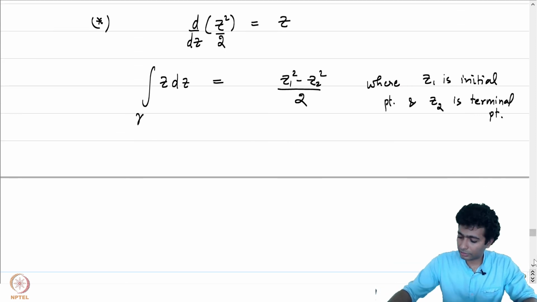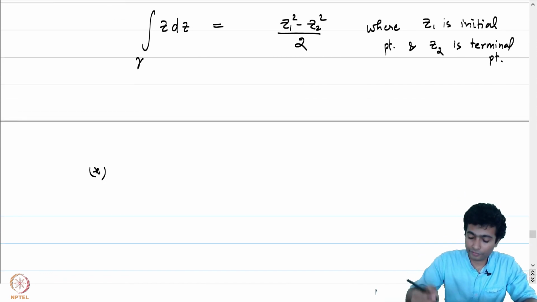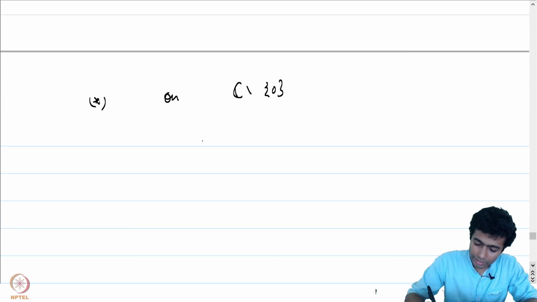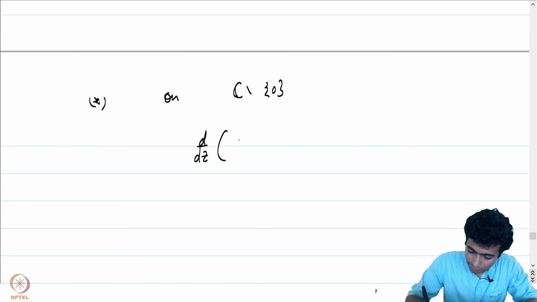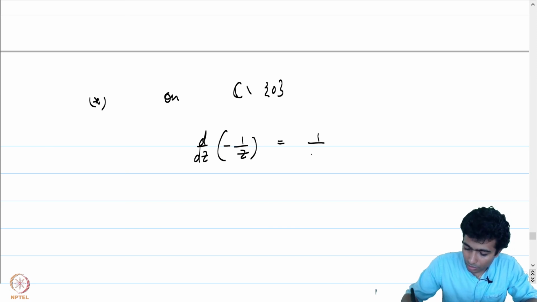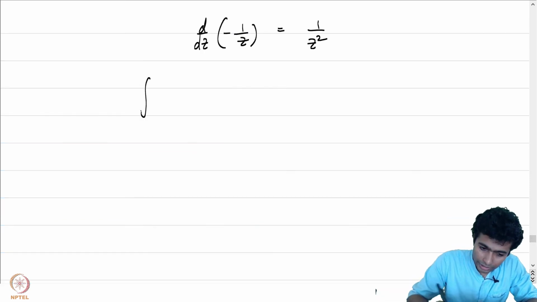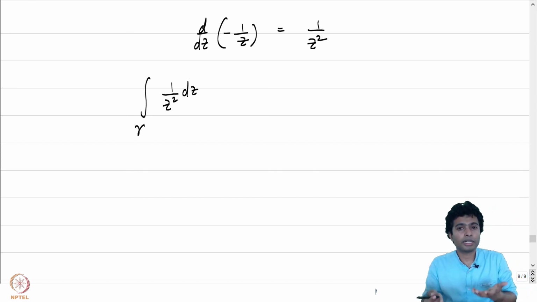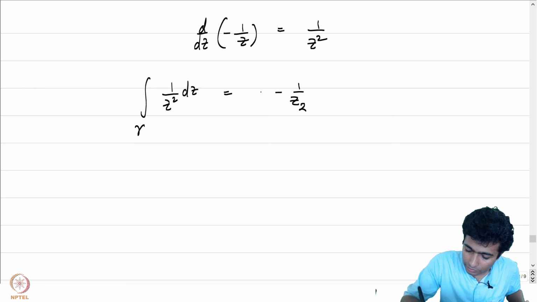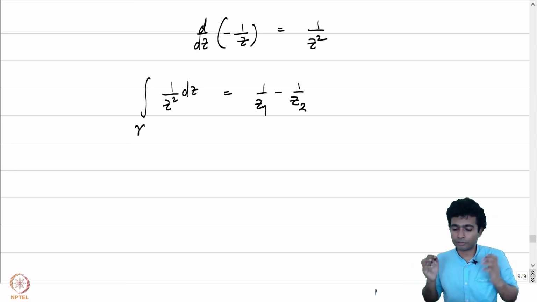So these were entire functions. Let's look at some function which is not an entire function. On C minus 0, we have d by dz of minus 1 by z is equal to 1 by z square. Now let's look at the integral of 1 by z square dz over some curve gamma. We know that its antiderivative is equal to minus 1 by z. So this is going to be minus 1 by z2 minus minus 1 by z1. This is precisely what we will be getting.